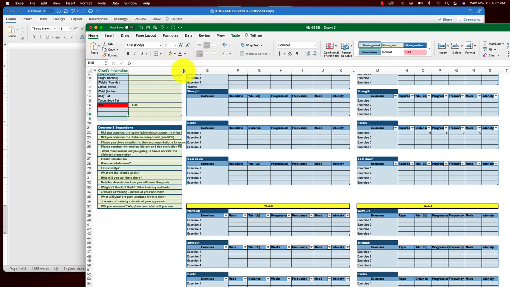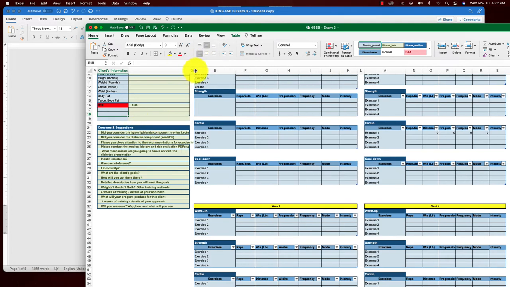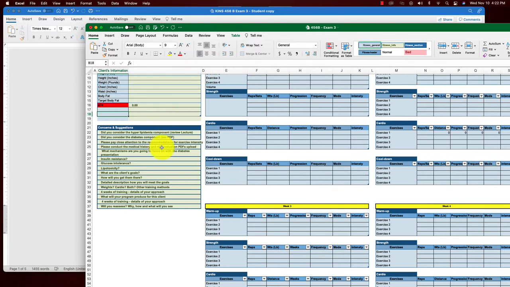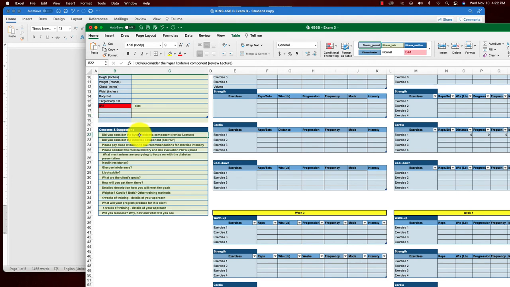So these are things that I want you to keep in mind while you are doing this project. So the first thing I said is, did you consider hyperlipidemia? Did you keep that in mind throughout the course of this? Because that's a major component of this. And if not, I said, please review the lecture. Okay. Did you consider the diabetes component?